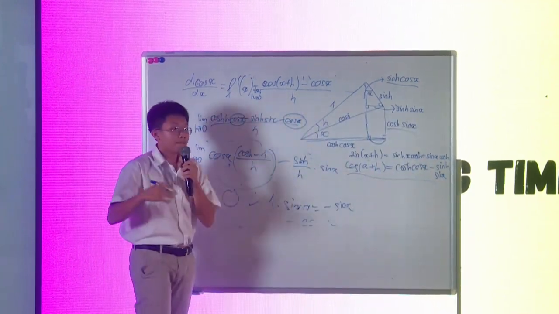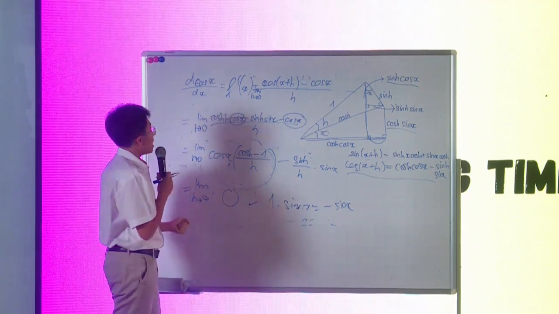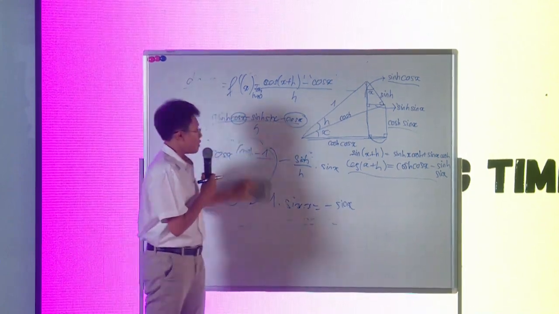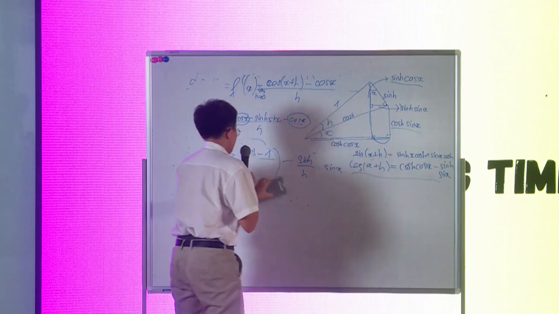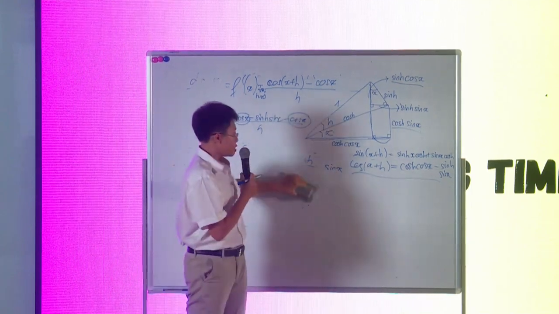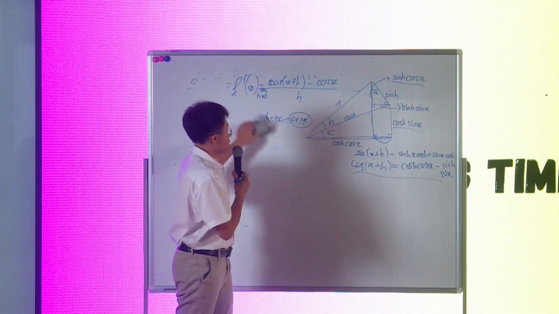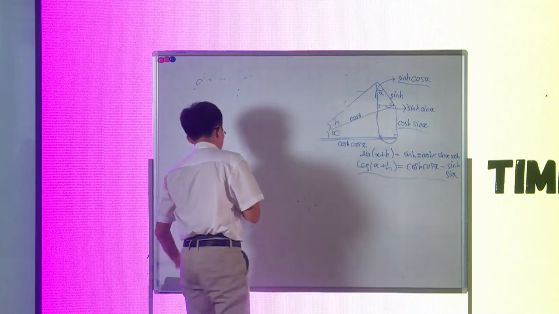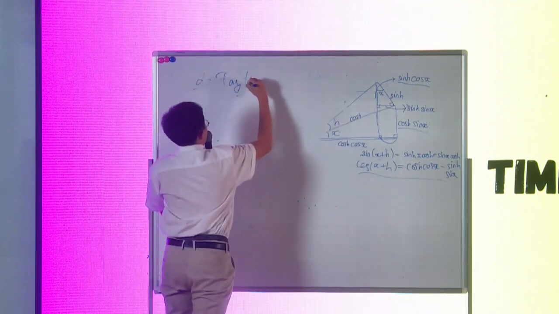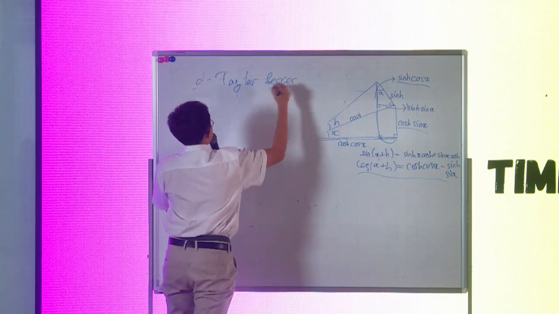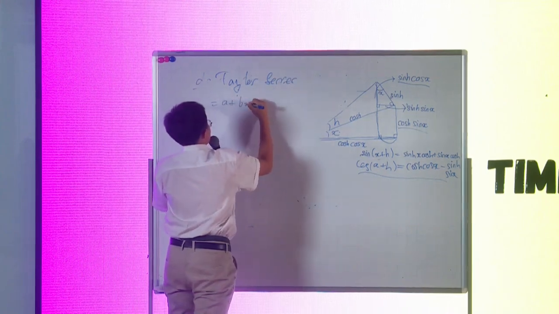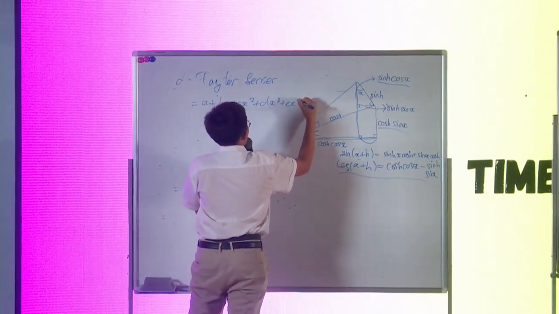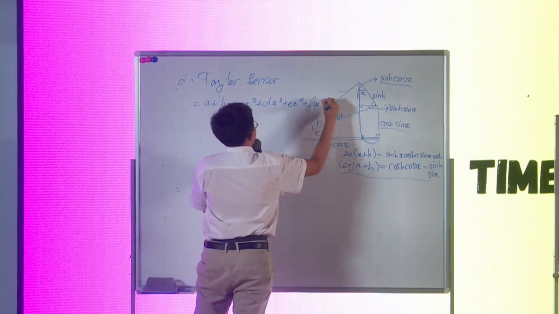So now that I have done explaining to you guys the differentiations of cosine of x and sine of x, I would like to move on to the Taylor series. The Taylor series is a sum of infinite terms, and it is expressed as a plus bx plus cx squared plus dx cubed plus ex to the power 4 and fx to the power 5, and so on and so forth.